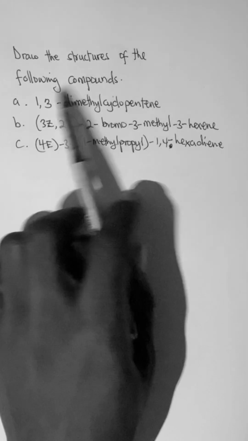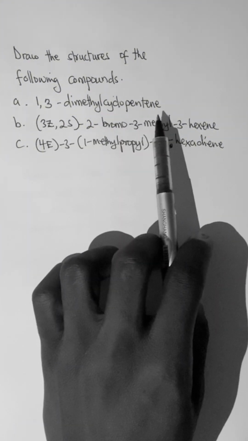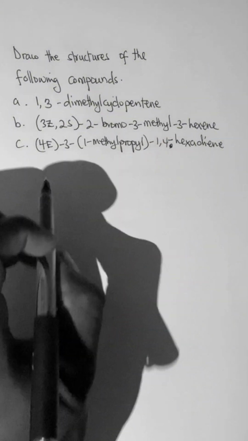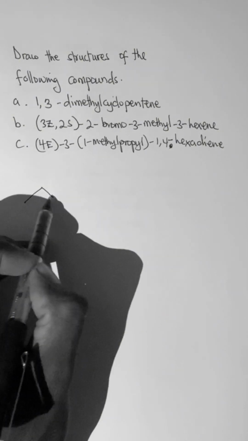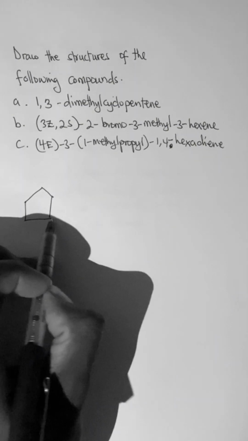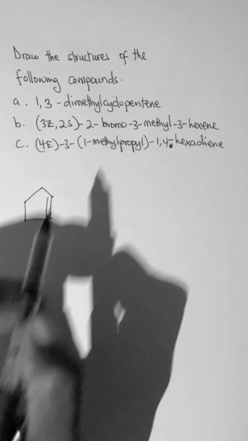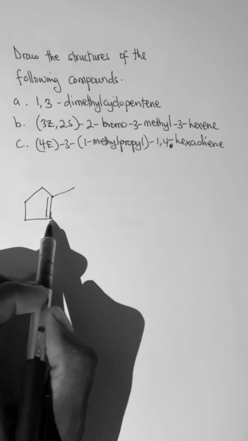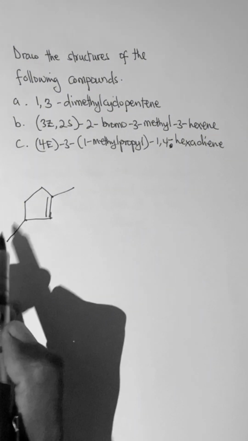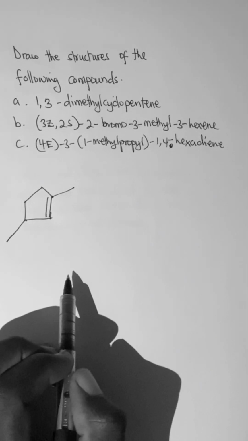What are the structures of the following compounds? A, 1,3-dimethylcyclopentene. So we are talking about a cyclopentene. Let's draw a cyclopentene since that is the parent chain. So this is cyclopentene, then 1,3-dimethyl. If this is carbon number 1, then carbon number 2 and carbon number 3. So this is 1,3-dimethylcyclopentene.